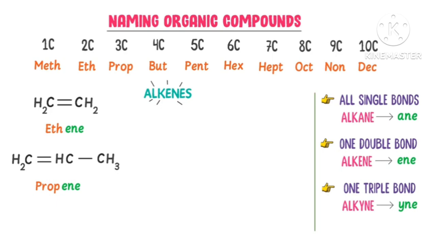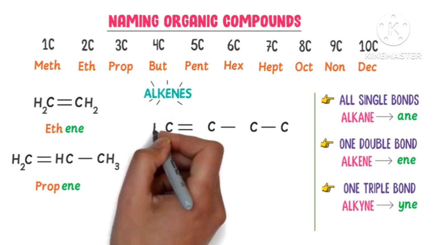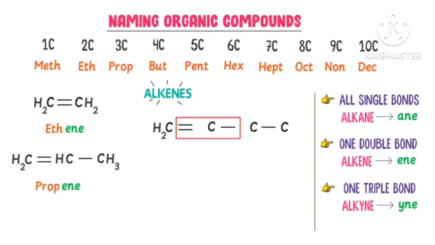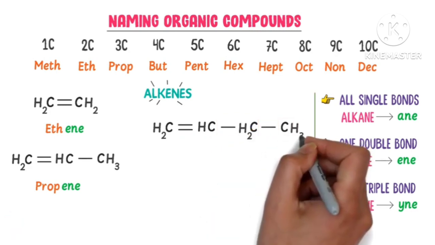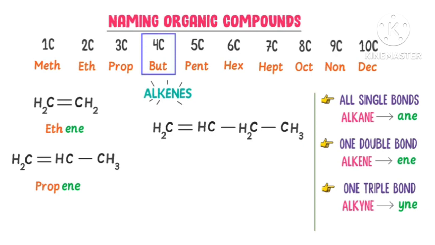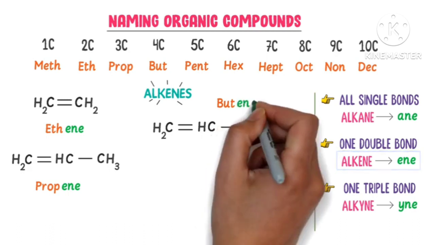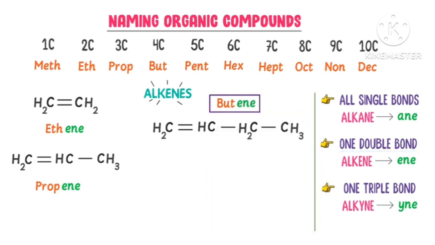Similarly, consider these four carbon atoms. Let there be one double bond between carbon and carbon atoms. This carbon has formed two bonds. Write CH2. This carbon has formed three bonds. Write CH. This carbon has formed two bonds. Write CH2. This carbon has formed one bond. Write CH3. There are four carbons present in this molecule. I write but. Also there is one double bond. I write ene. So I get butene.